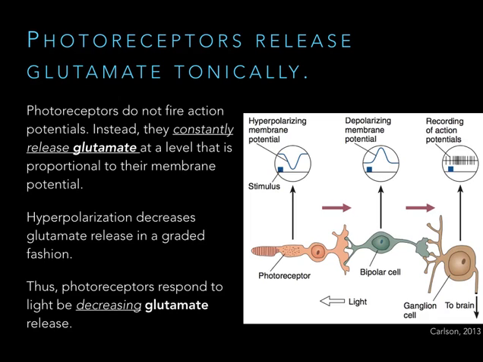Now glutamate can have one of two responses. In this case, what we're looking at is an on-bipolar cell. So the loss of glutamate actually causes depolarization. Not every bipolar cell responds this way, but in this one, it gets turned on by the lack of glutamate. It then stimulates the retinal ganglion cell to fire a higher frequency of action potentials. This isn't always the case.